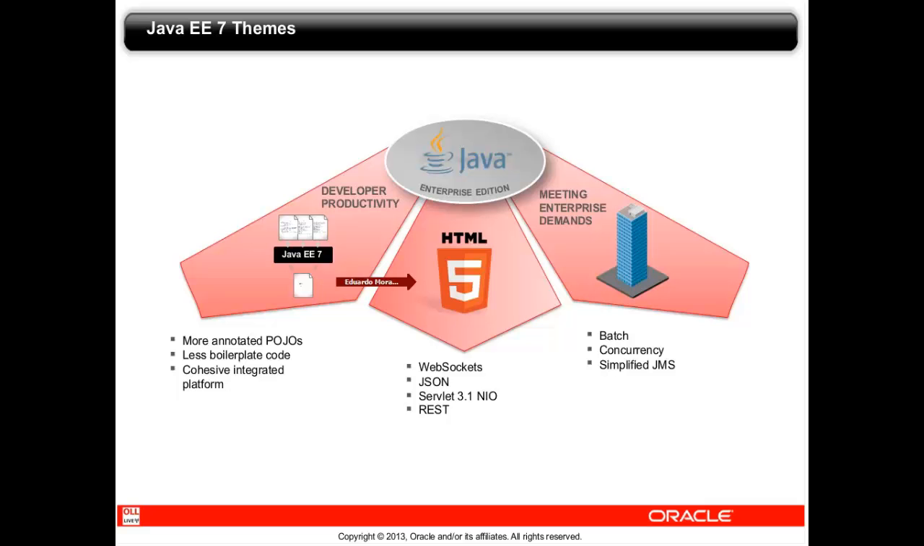On the HTML5 side, we introduced WebSockets, JSON support, the Servlet 3.1 non-blocking I/O, and RESTful clients and servers for the web platform. And finally, for meeting enterprise demands, Java EE7 introduced the batch application API and concurrency APIs, and we simplified a lot of the JMS code and others.